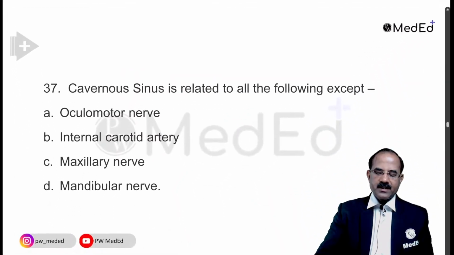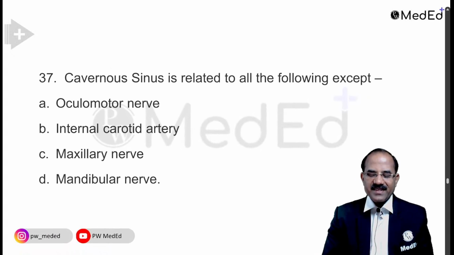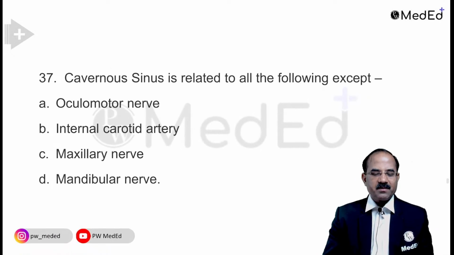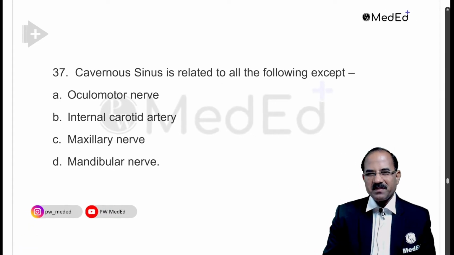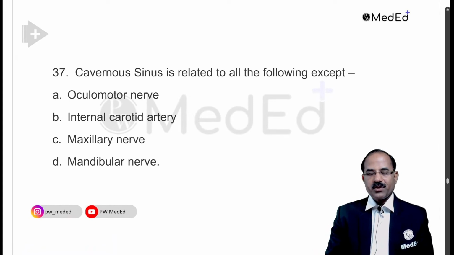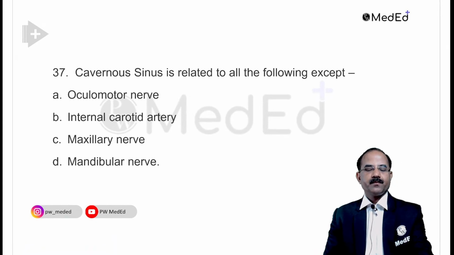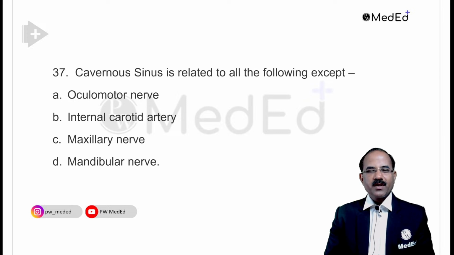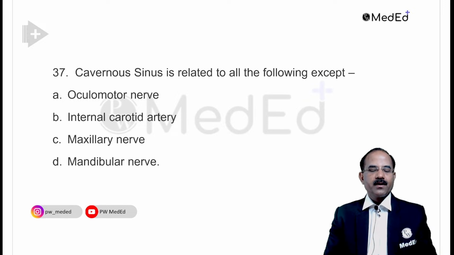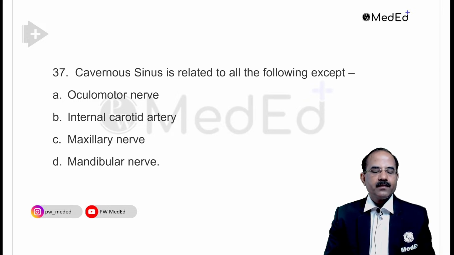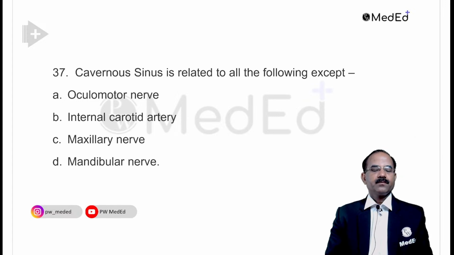Okay. Coming to the next MCQ, students. Cavernous sinus is related to all the following except. Can anyone answer this? A very, very important MCQ. Come on, children, come on. Can anyone answer this? Cavernous sinus is related to all the following.